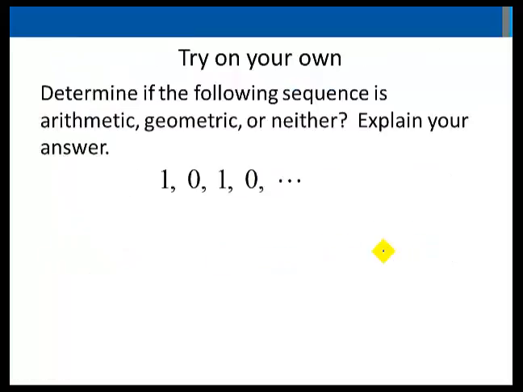Try on your own. Determine if the following sequence is arithmetic, geometric, or neither. Explain your answer. 1, 0, 1, 0, etc.